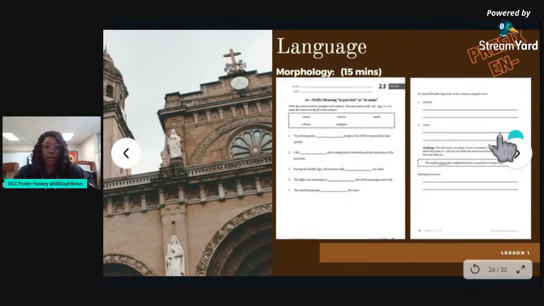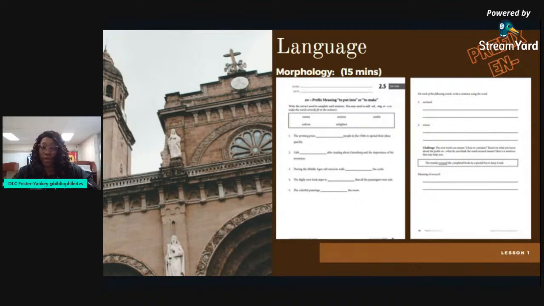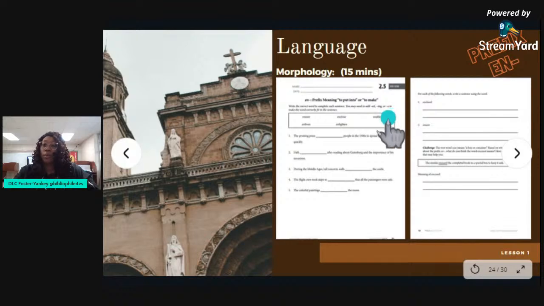I think this wraps up morphology. The teacher is going to read the directions for activity page 2.5, which are to write the correct word to complete each sentence. You may need to add ed, ing, or s to make the word correctly fit in the sentence. She or he, the teacher, will complete the first question with students, pointing out that the sentence is written in the past tense because it refers to the 1500s, and students will complete the remainder for homework.